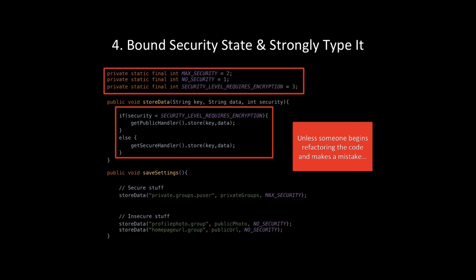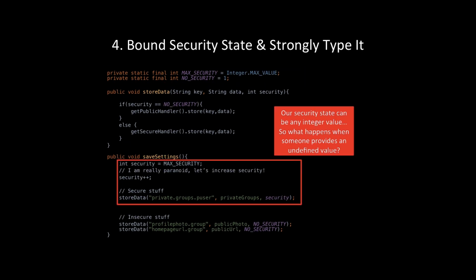Another issue that we have to think about is what happens when somebody misinterprets the usage of an integer for a security level and provides a value that we haven't defined a security level for. In this code, all we've got is a max security level and then no security. But the actual security variable itself could be any integer. So what happens if somebody provides us a random integer? What if they provide us 43 or 17?